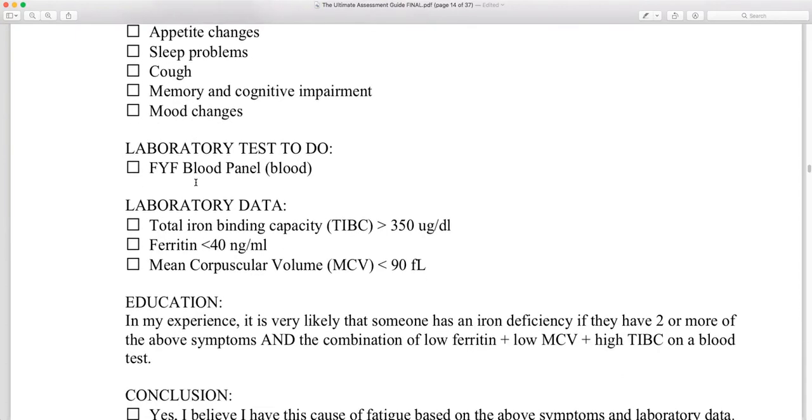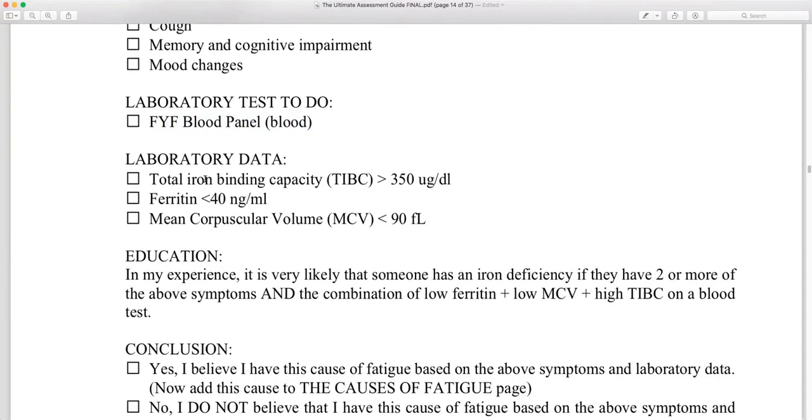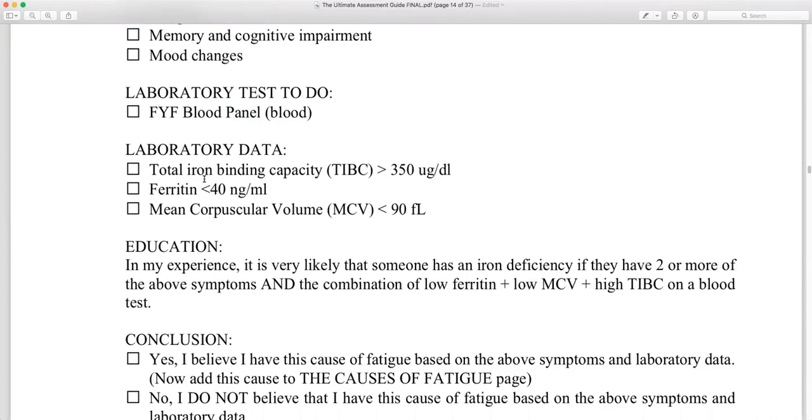So then the laboratory test to do is the blood panel. That's the only test that's going to give you this information. And then here's how to interpret it. If you've got a total iron binding capacity, or TIBC, of greater than 350, a ferritin of less than 40, a mean corpuscular volume of less than 90, those are all significant.